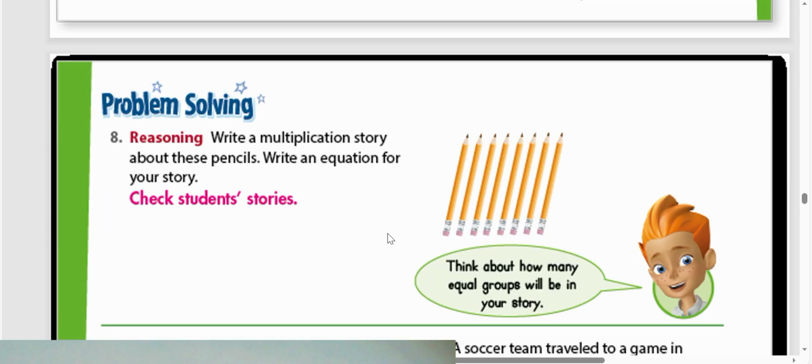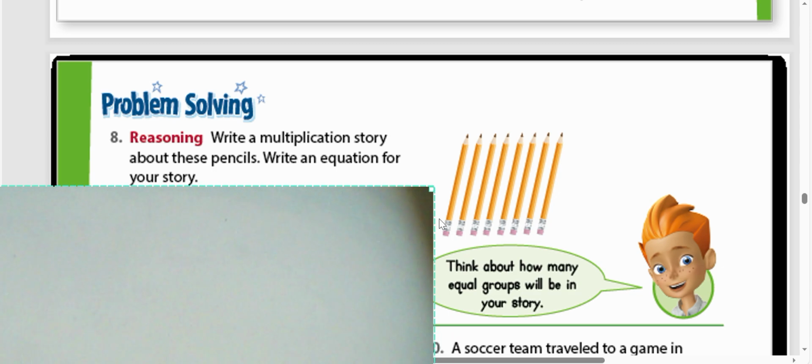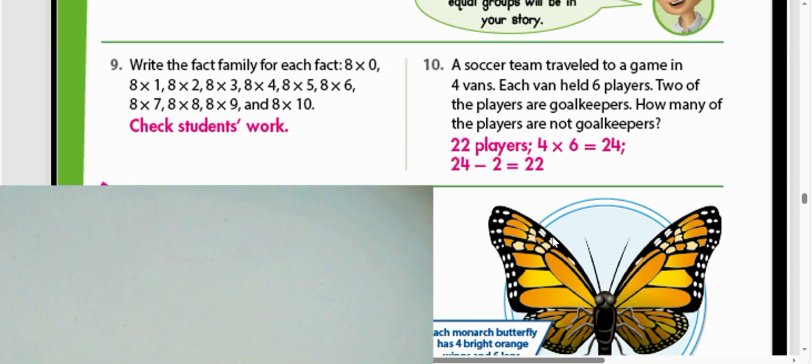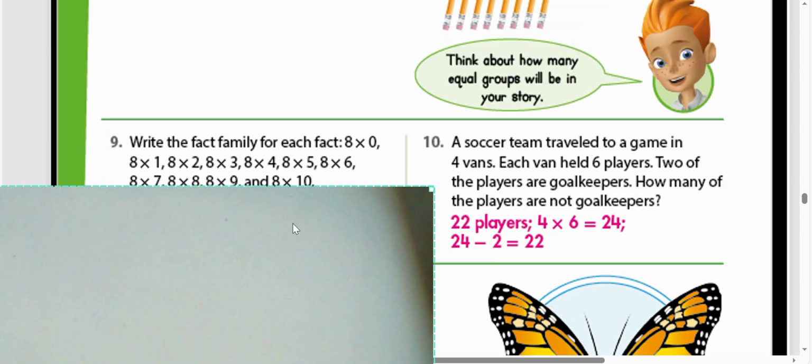Next page. Write a multiplication story about this pencil. Write an equation. We have numbers 1, 2, 3, 4, 5, 6, 7, 8. We can divide it by 2 equals 4 for this story. Next question. You can write the solution about this example.